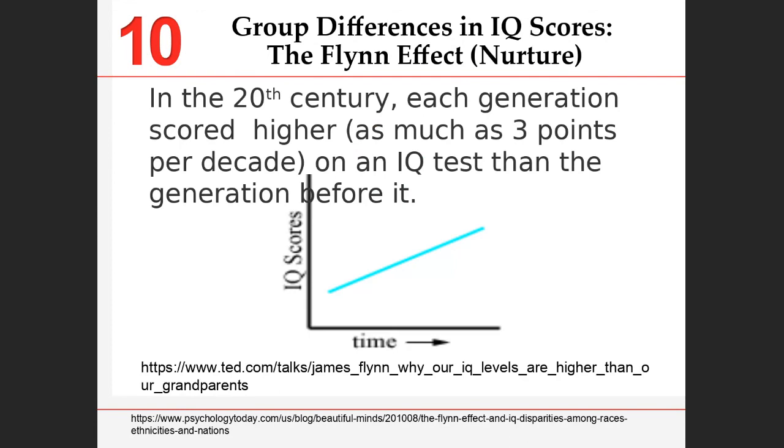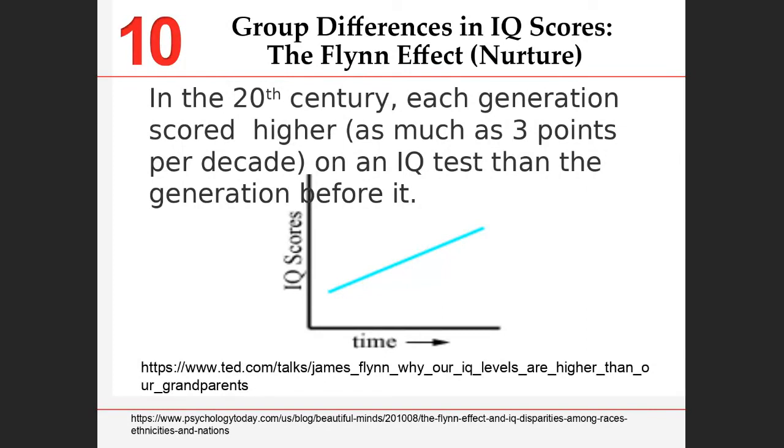So, some of the things about group differences in IQ scores. Every generation in the 20th century scored higher on IQ scores, and this is called the Flynn effect, which is an argument for the nurture side of IQ scores, because as people's lives got better, they were able to have more education, and there were fewer infectious diseases and all kinds of things like that going on in the environment.